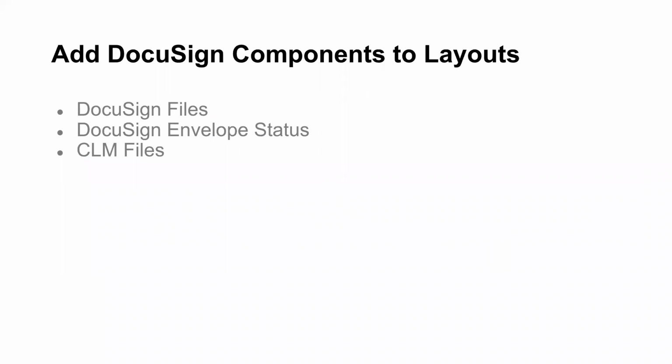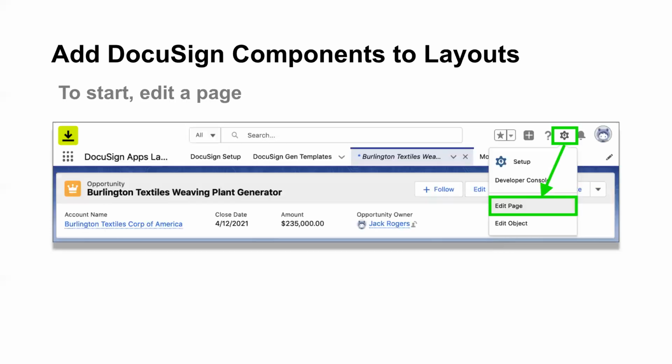We're also going to talk about DocuSign components, adding them to the layouts. There are 3 main components in the Apps Launcher package. There's DocuSign files. This is typically for users using Gen and Negotiate, specifically Negotiate. DocuSign files let you store files in a Salesforce record and send them for external review and internal approval. The envelope status shows you what's going on with envelopes you sent from your Salesforce records. And then CLM files shows on each record page all your CLM files if you're a CLM user.